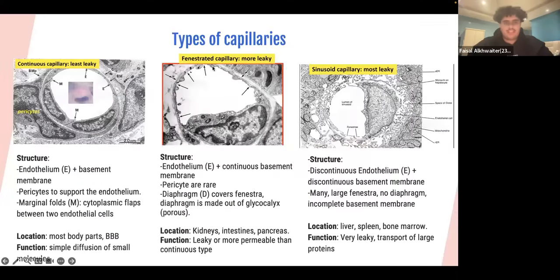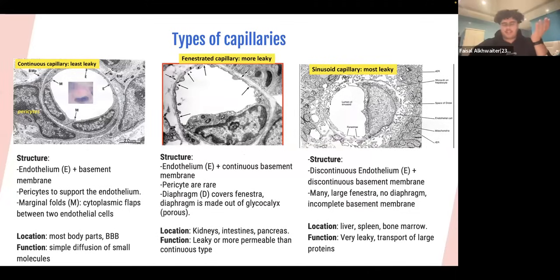So let's touch upon capillaries. I didn't see them mentioned a lot in your lectures, so I'll just touch upon them. You've got 3 types of capillaries: continuous, fenestrated, and sinusoidal. It depends on the amount of leakiness they have. The continuous is the most prominent type, found everywhere in the body. They don't allow big molecules to pass, only small molecules.